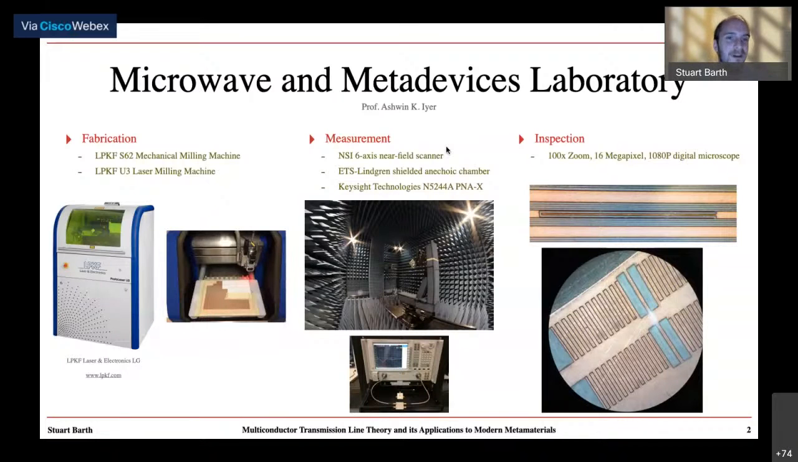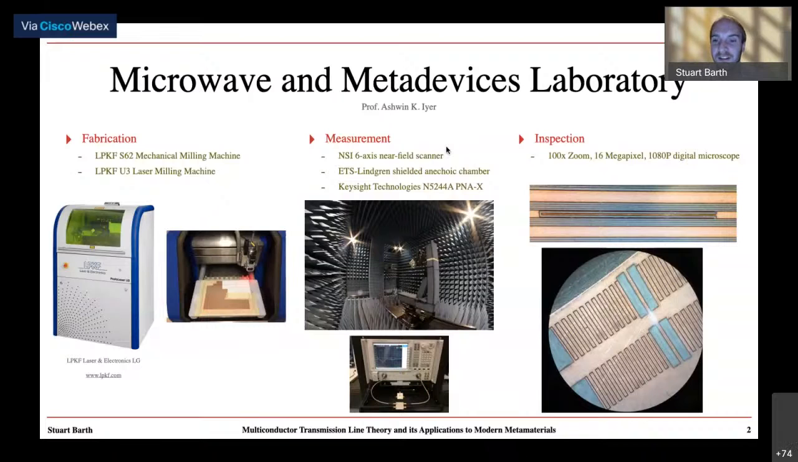Our LPKF mechanical and laser milling machines enable us to create state-of-the-art components for our research. We also have on the measurement side an NSI 6-axis near-field scanner inside of an ETS-Lindgren shielded anechoic chamber with which to do antenna measurements, and we connect with a Keysight Technologies PNA up to 40 gigahertz.